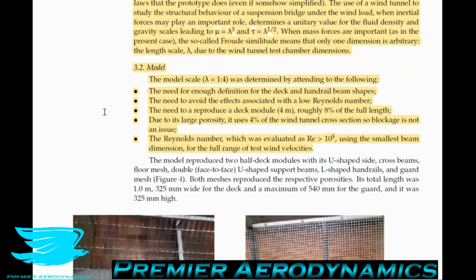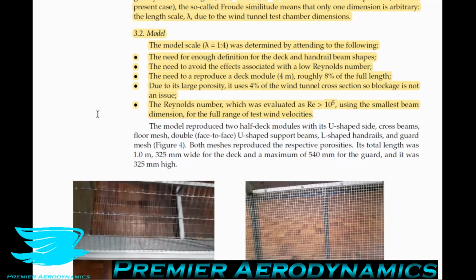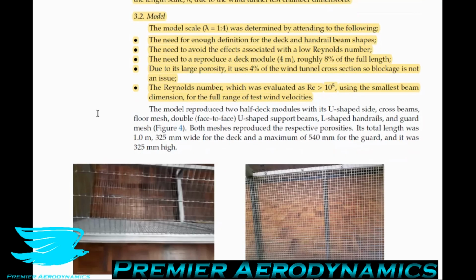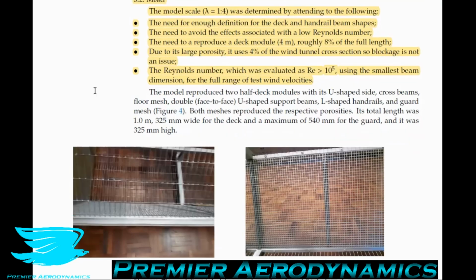So let's talk about the model. The model scale is 1 to 4, which is really big, and was determined by attending to the following: the need for enough definition for the deck and handrail beams, the need to avoid the effects associated with the Reynolds number, the need to reproduce a deck module, which is 4 meters, roughly 8% of the full length. Due to its large porosity, it uses 4% of the wind tunnel cross-section, so blockage is not an issue.